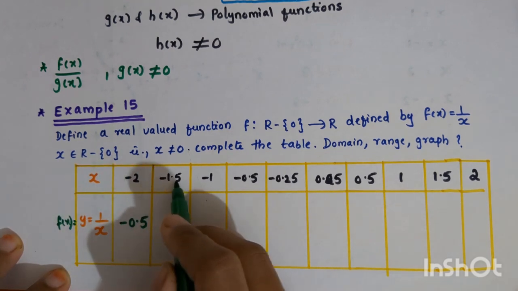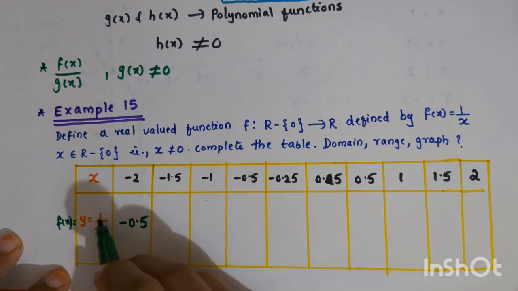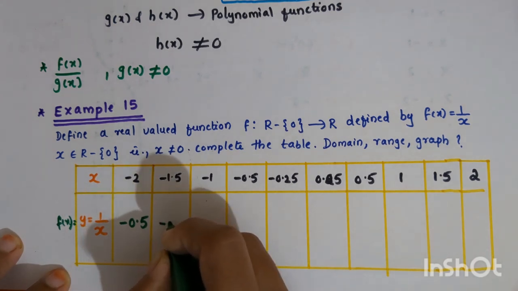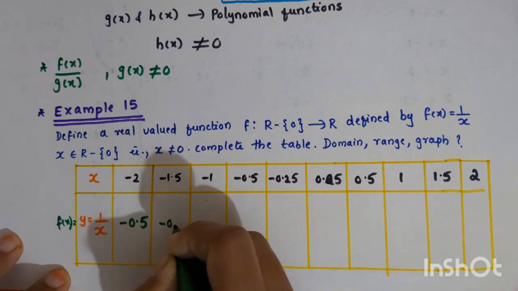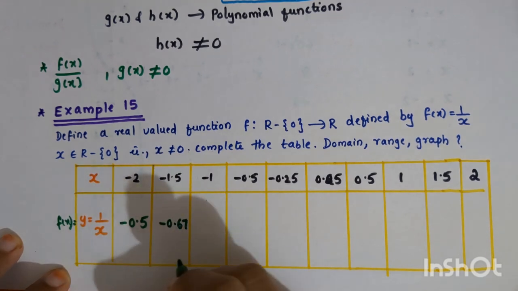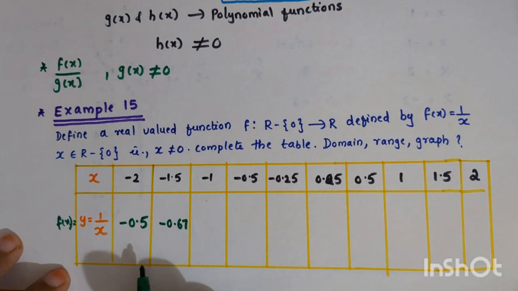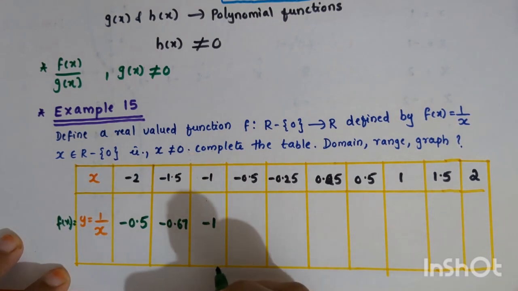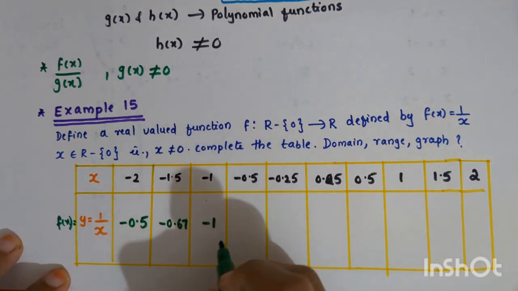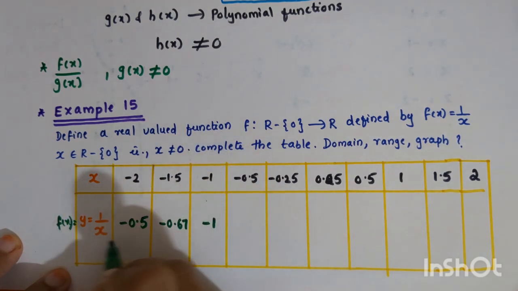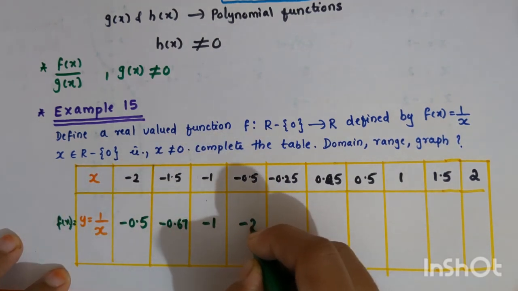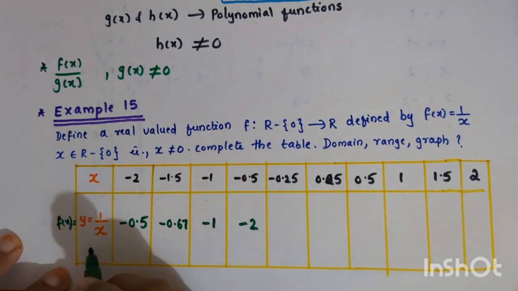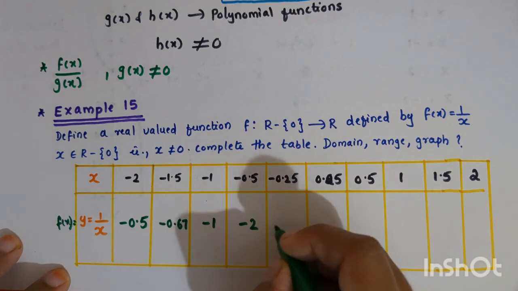When x is equal to minus 1.5, f of x is 1 by minus 1.5, that is minus 0.6666 and so on, approximated to minus 0.67. When x is equal to minus 1, f of x is 1 by minus 1, which is minus 1. When x is equal to minus 0.5, y is 1 by minus 0.5, which is minus 2. When x is equal to minus 0.25, y is 1 by minus 0.25, which is minus 4.